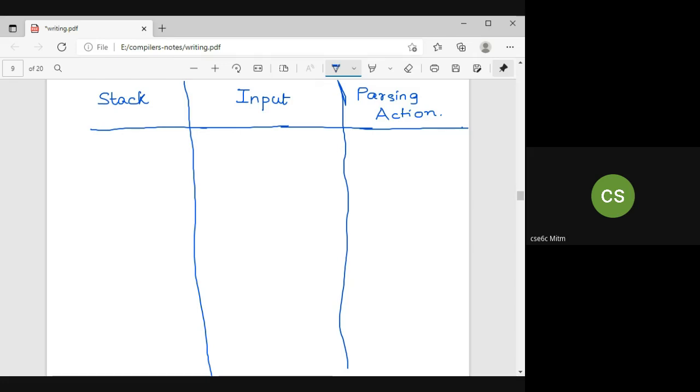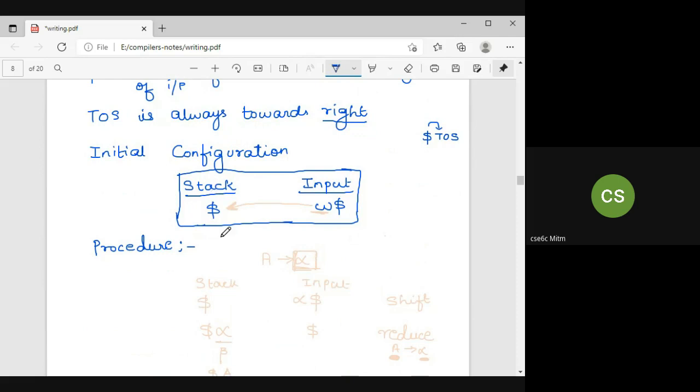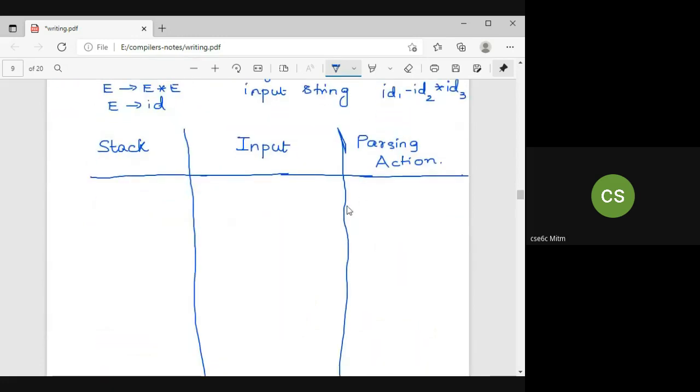Now when you come to the stack and input, we usually refer to the initial configuration. In the initial configuration, what do you have? In the stack, you only have the dollar. And in the input, you have the whole string W followed by the dollar. So in the stack, we start with dollar, and in the input we start with the string W, which is ID1 minus ID2, then star ID3, followed by the dollar. So this will be the initial configuration.